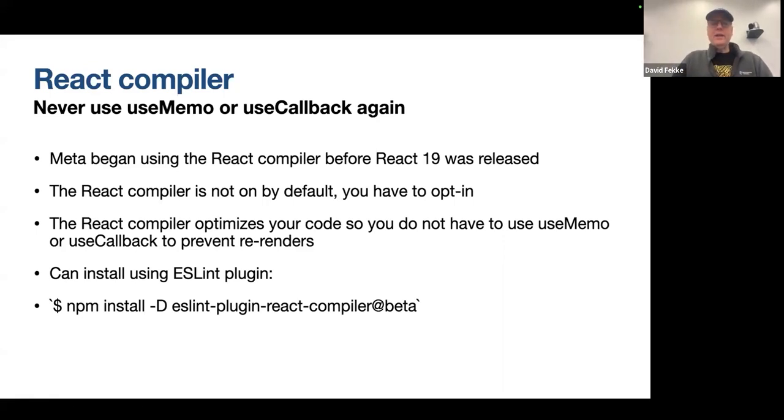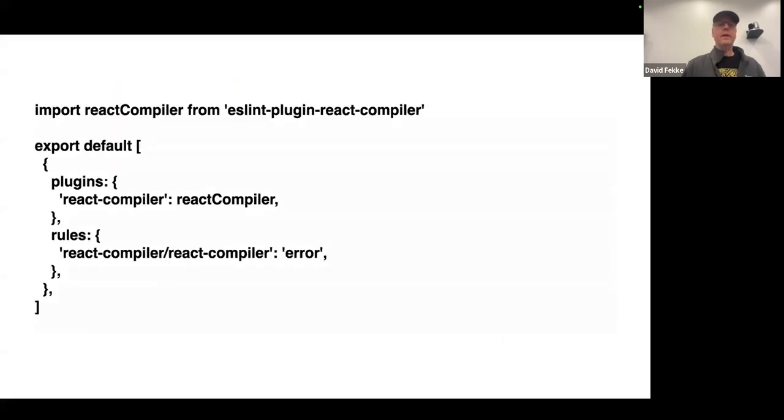So at this point, I think it's definitely considered production. And to use it, all you have to do is make sure you're using the ESLint plugin. There's a plugin you can use with ESLint that allows you to use the compiler. To make the modification, all you have to do is come into your ESLint config file, add a plugin reference for the React compiler, and then add a rule.